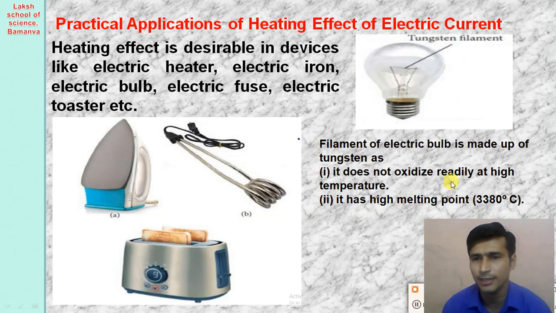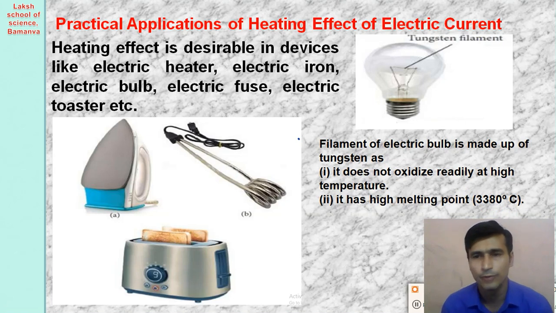So the filament of the electric bulb is made up of tungsten. Why is it made up of tungsten? Because of two reasons. It does not oxidize readily at a high temperature, and its melting point is very high, about 3380 degree Celsius. So at that much temperature, the tungsten filament gets heated.